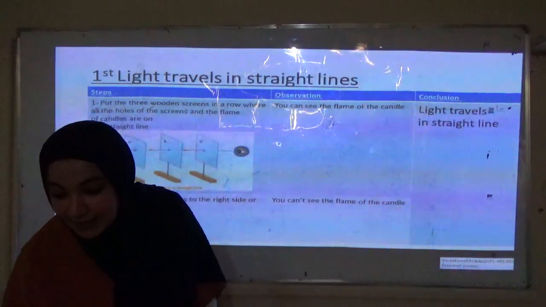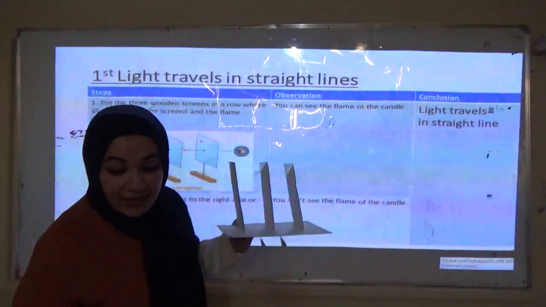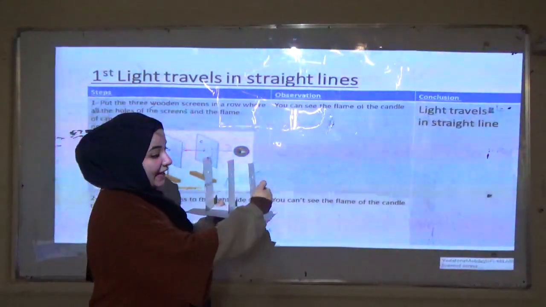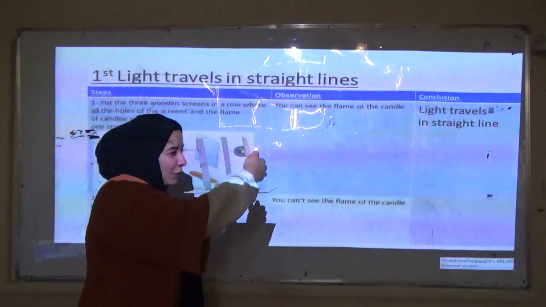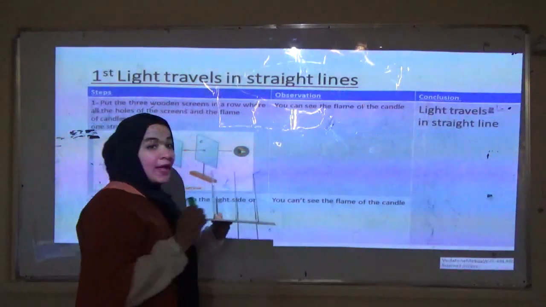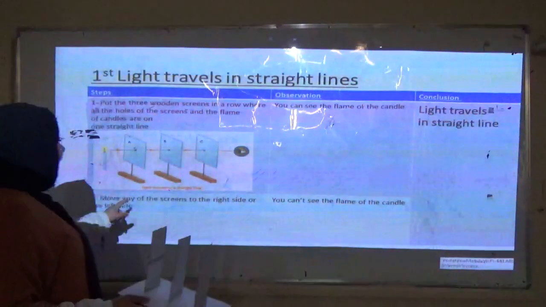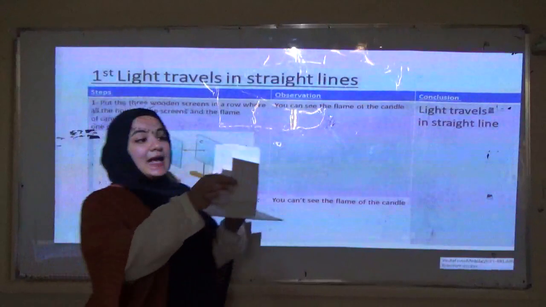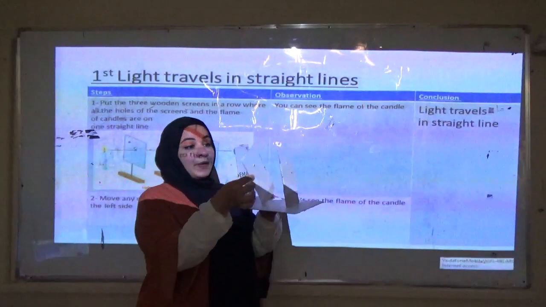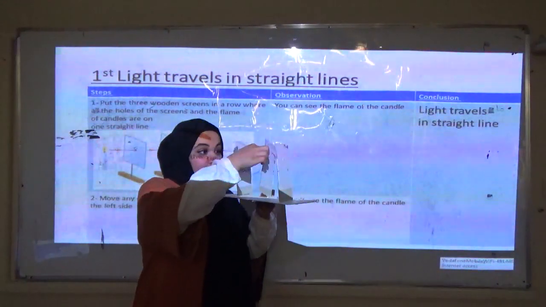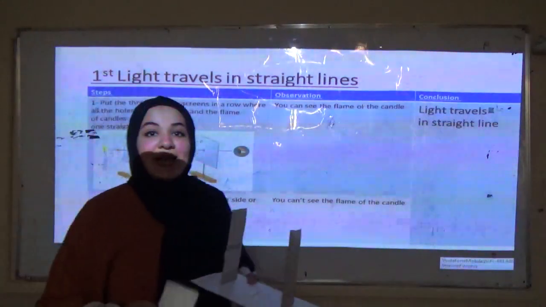So now, I will repeat again. I have here 3 wooden screens, and then I put a candle at the end. Imagine that this is a candle at the end, okay? And I want to see the flame of the candle. Now I can see the flame of the candle, but imagine with me that I move any of these screens to the right or left, like this. So what I will notice is that I cannot see the flame of the candle.